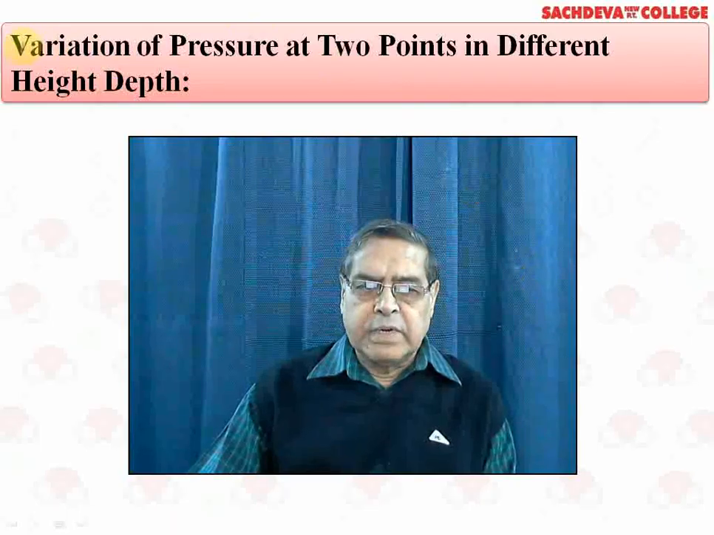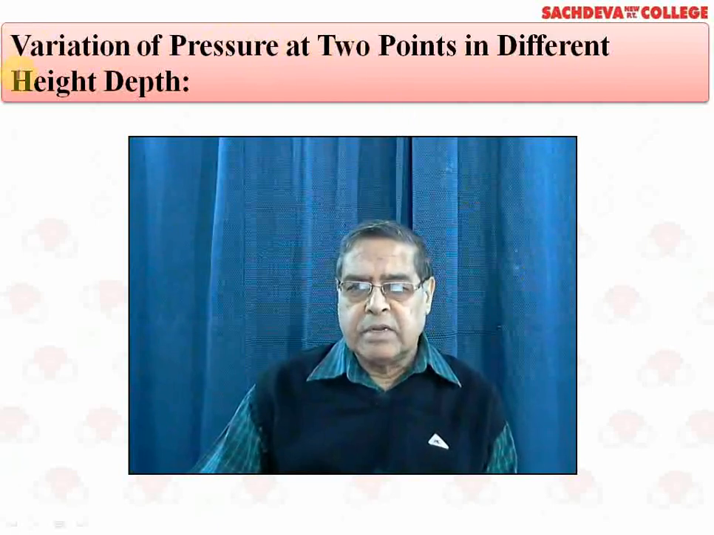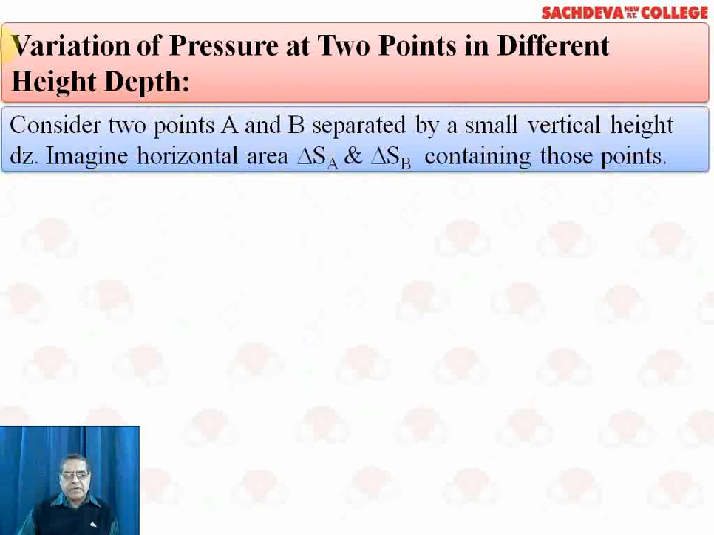Now we come towards variation of pressure at 2 points in the different heights or depths. So pressure for two different heights or depths. Consider 2 points A and B separated by small vertical height, dz. So what is dz representing? A small vertical height. We can also take it as dh instead of dz, but however, we can take it as dz.